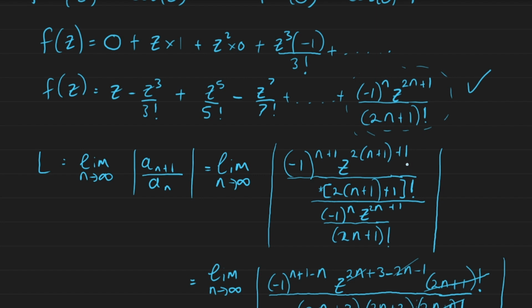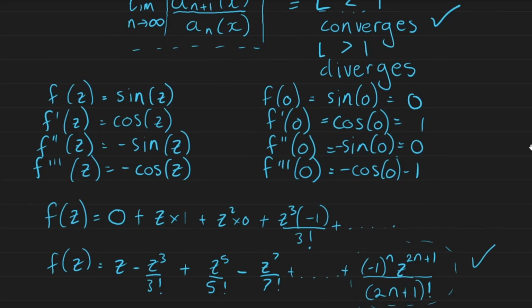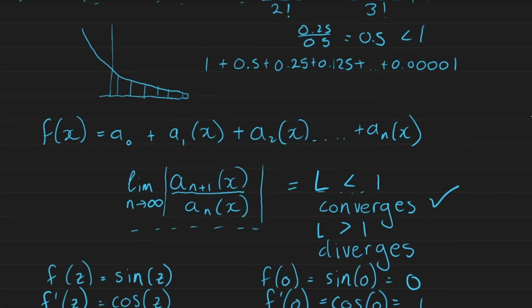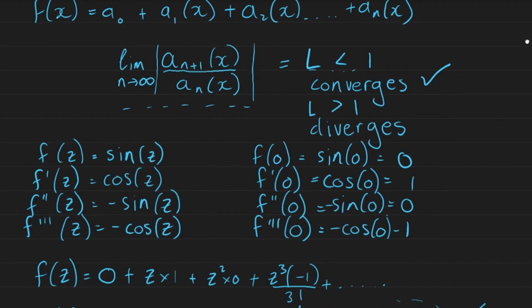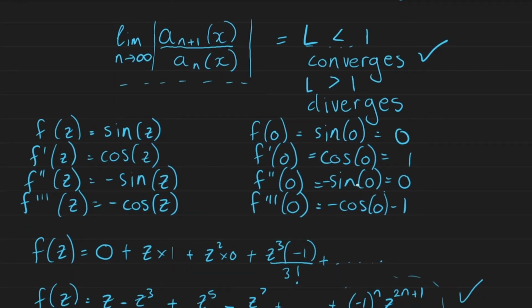It will converge. So in a nutshell, when we are applying a series expansion to some kind of function, we compute this ratio and we check for values of z for which this ratio is less than 1, and that will tell us if this series converges and whether we're able to use it.